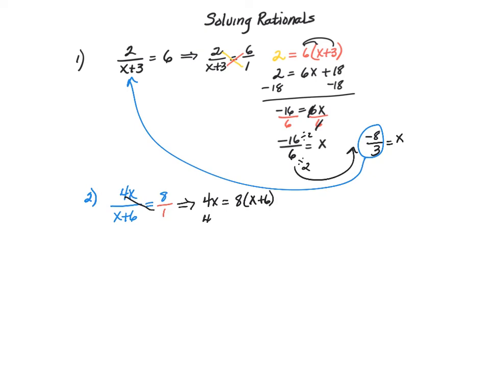So I'm going to have 4x is equal to 8x. I'm distributing here. 8 times x is 8x, and 8 times 6 is 48. So here's my new, again, basic algebra equation. I want to get x by itself. I will do that by subtracting 8x from both sides.